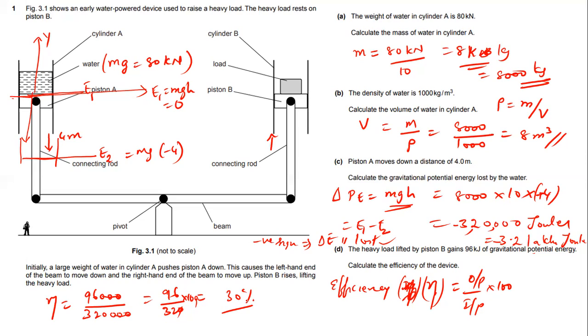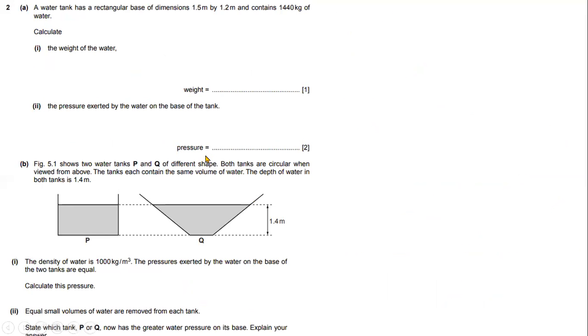Did you understand how to do problems like this? Yeah. Okay, next. A water tank has a rectangular base of dimensions 1.5 by 1.2 meters and contains 1,440 kg of water. Calculate the weight of the water. What is the weight of the water here? It's 1440 into 10, which should be equal to 14400 unit. Newtons. Newtons. Okay.